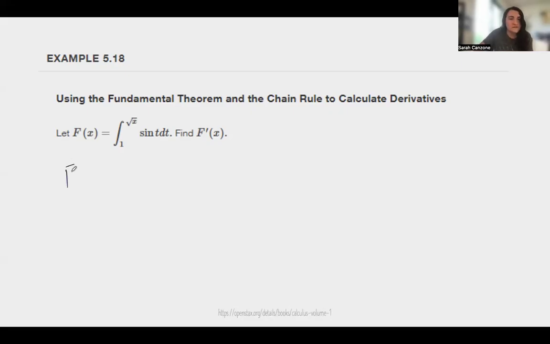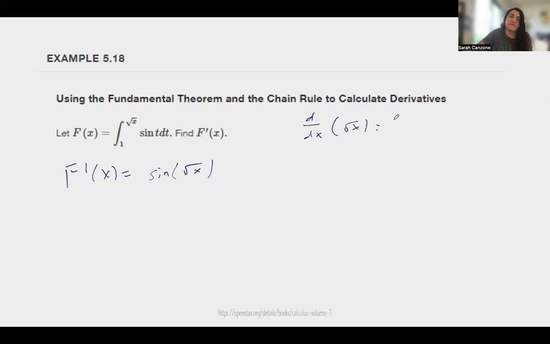So this says that F prime of x equals, well, here it's sine of t. So that's sine of, well, your t becomes your upper bound. So this is the square root of x. This is fine. But now we need to multiply by the derivative of our square root of x. So I'm going to pull that off to the side. Derivative of the square root of x.